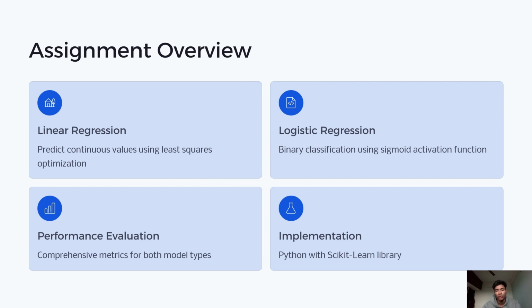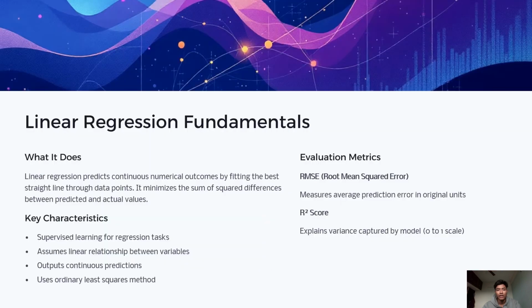So let's go towards the linear regression fundamentals. Linear regression tries to fit the best possible straight line through the data. It's used when your output variable is continuous, things like price, ratings, or sales numbers. It assumes a linear relationship between input features and the output.